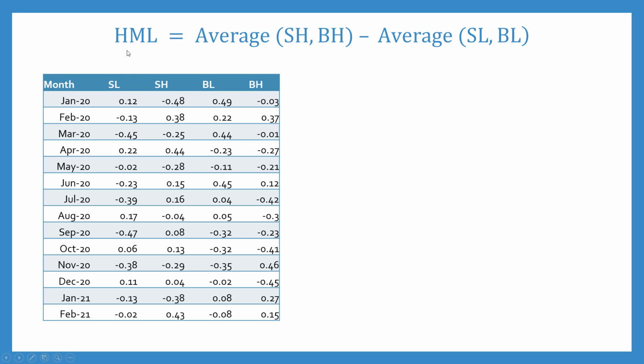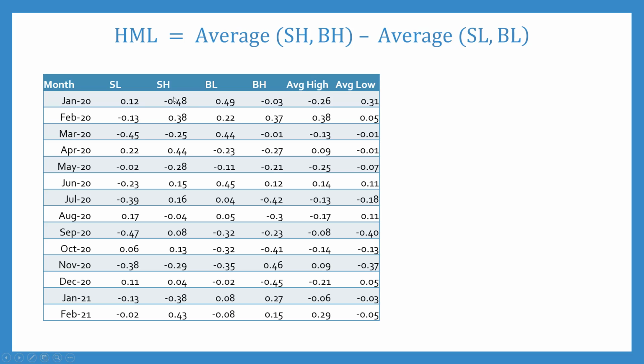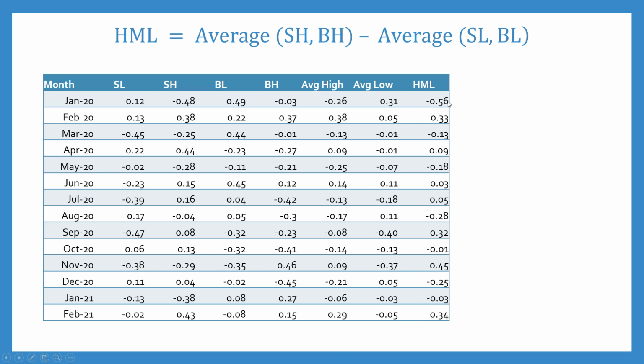Similarly, we are going to calculate the HML factor, which would be the average of SH and BH. These are the high book to market portfolios, right? High book to market small and high book to market big portfolio, minus the low book to market portfolios. So we would have average high, which would be the average of SH and BH, and we have average low, which would be the average of SL and BL, and we would calculate the HML, which would be the high minus low portfolio. So I hope you have understood how to calculate the SMB and HML factors.